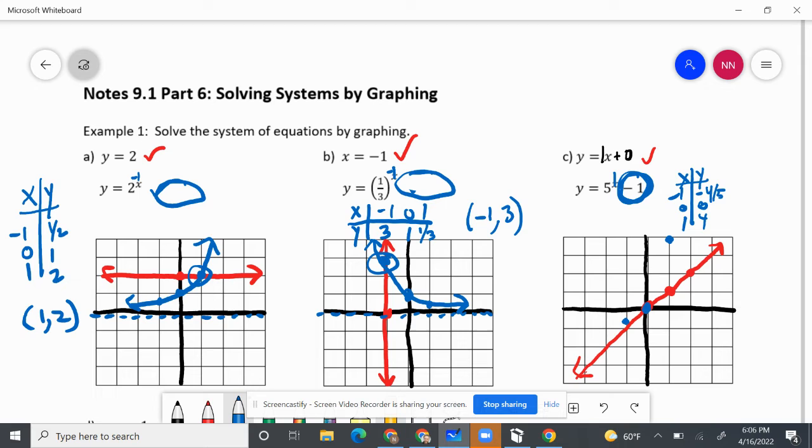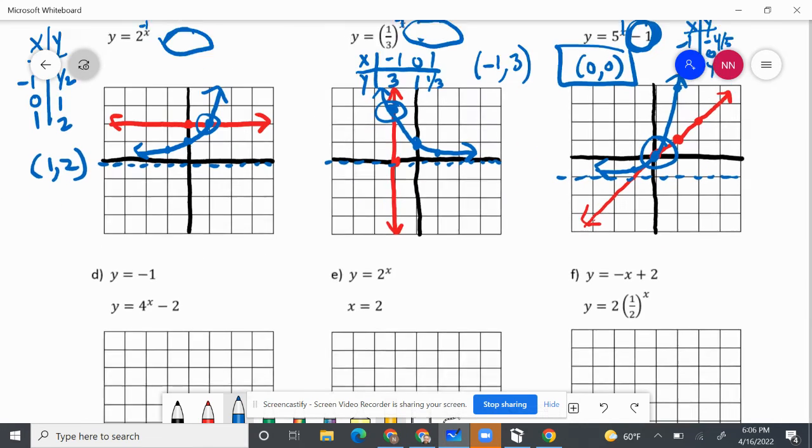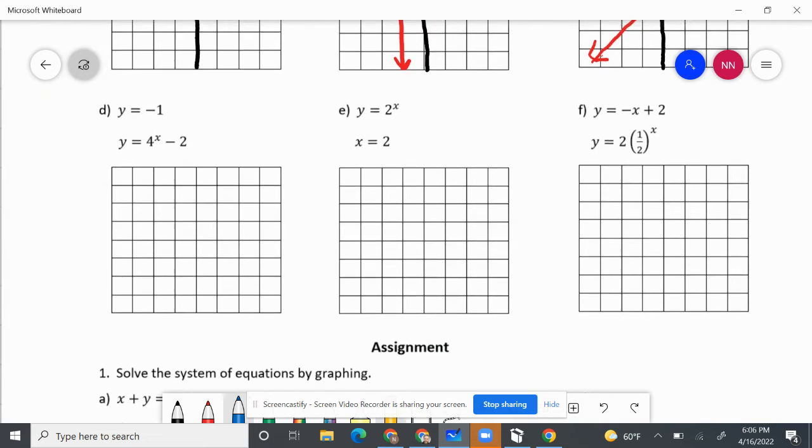Once again, as I said earlier, my horizontal asymptote is at -1. So I draw my horizontal asymptote at -1, and I have my graph. When I'm looking at this, I see that it crosses right here, which would be the ordered pair 0 and 0. So pause the video, try these next three, and see how you do.